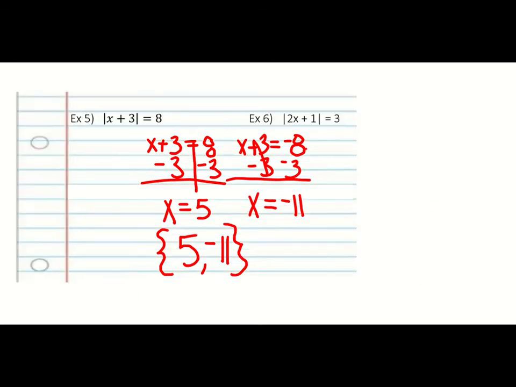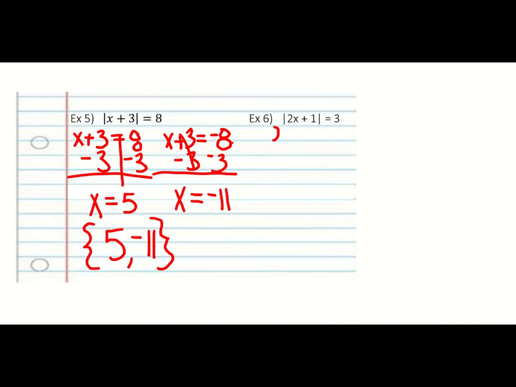So our second example here, example 6, says the absolute value of 2x plus 1 equals 3. Since the absolute value is all by itself on the left side of the equals, we're going to take what's inside the absolute value bars, 2x plus 1, and use it to set up our 2 equations. So 2x plus 1 on the inside could equal positive 3, or 2x plus 1 could be equal to a negative 3, because the absolute values of positive 3 and negative 3 would both give us 3.